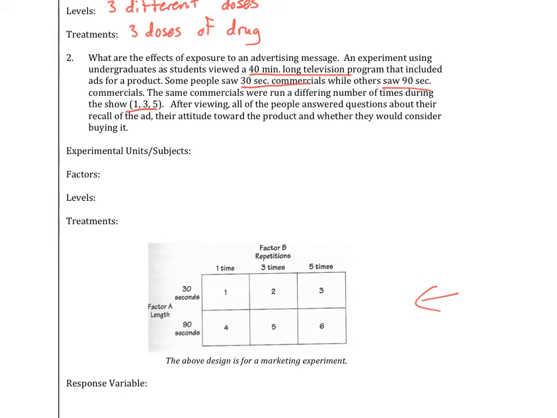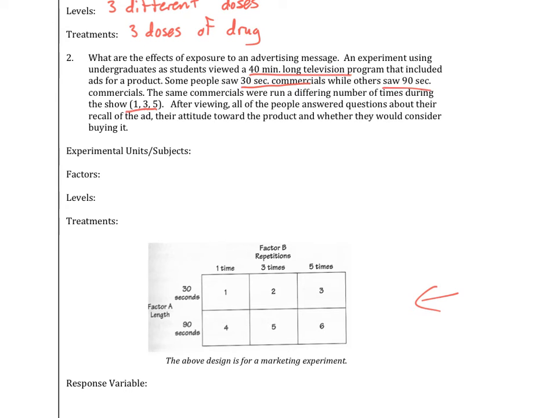And then once they're done, they're going to try to see which length and how many times do people recall it the best, and then how many times is the attitude the best. Because the more you see a commercial, sometimes you get so annoyed, you're just like, I'm never buying that. So there are studies done so that you see the commercial the right amount of time and for the right length. So there's a lot that goes into advertising.